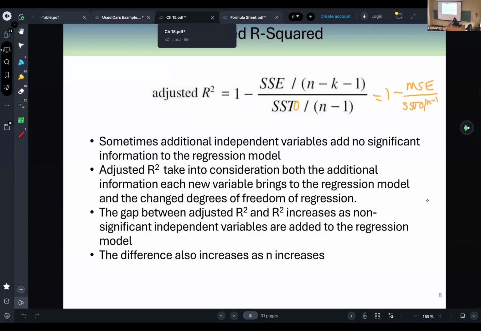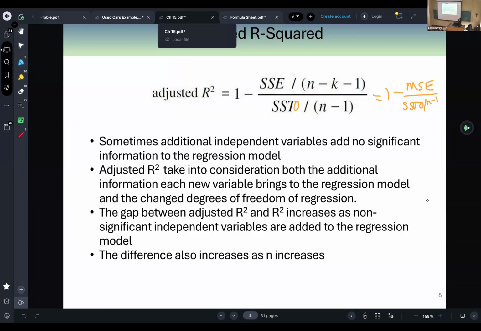And it takes into consideration, so it's not going to artificially increase with every predictor that you add. Because you don't want to go, hey, I have this wonderful, great model. Look at my R squared, it's 95%. But if you have a lot of predictors, it's kind of been made to be that good. Here, this will take into consideration both the additional information each new variable brings to the regression model and the change in degrees of freedom in the denominator.